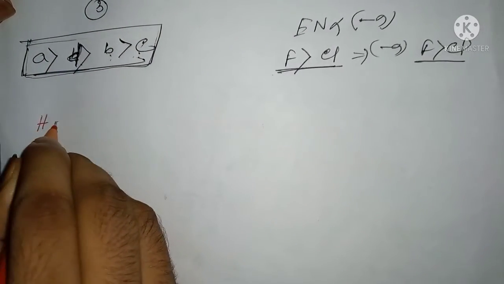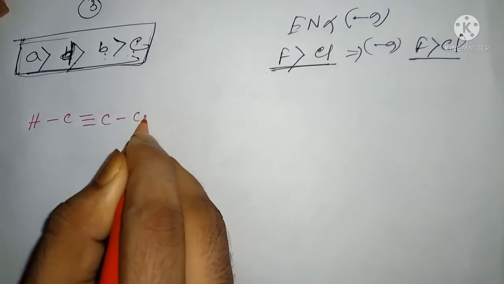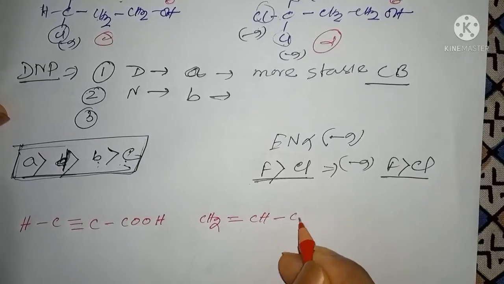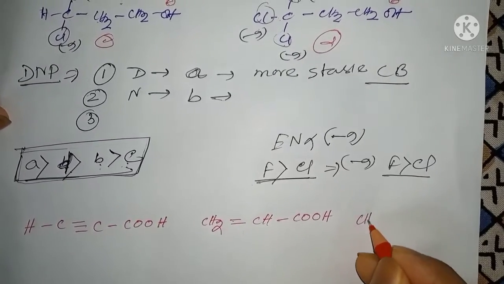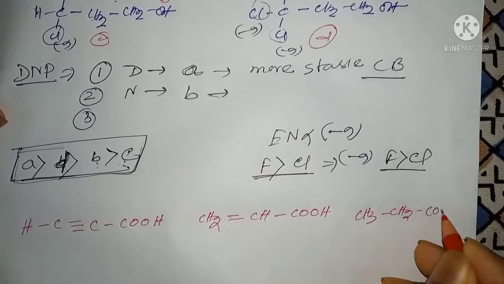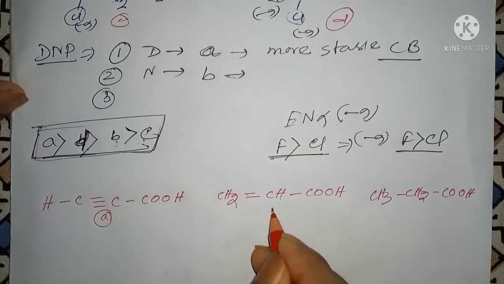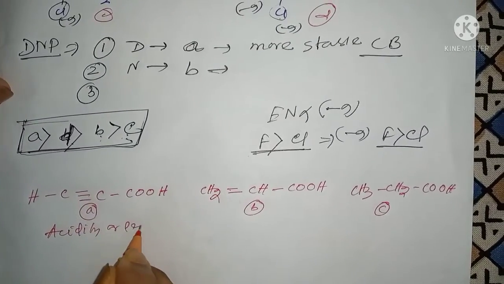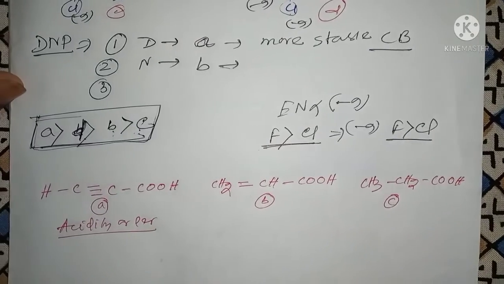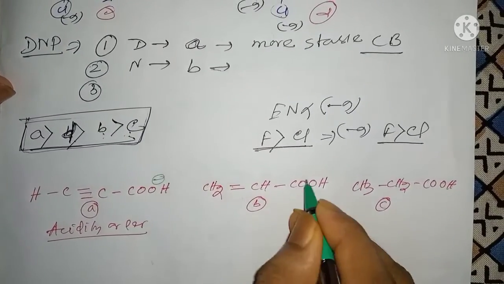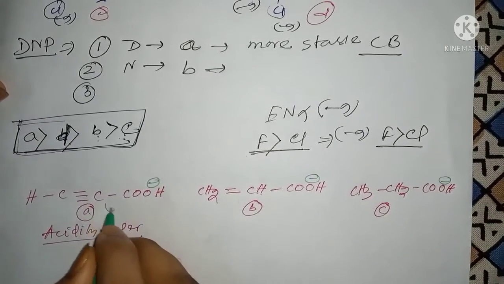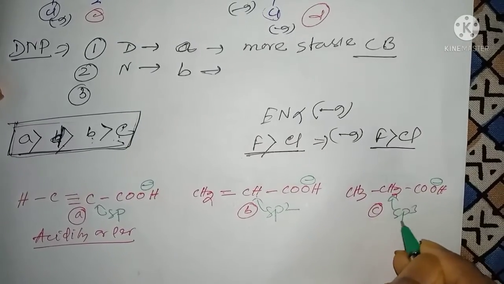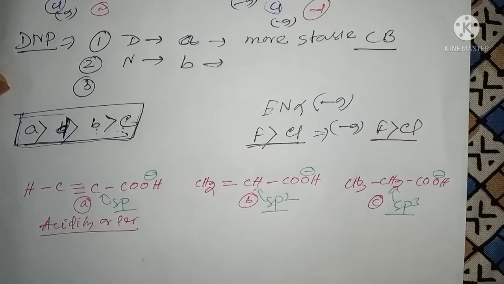Example: HC≡C-COOH, CH2=CH-COOH, CH3CH2COOH. This is the A, B, C acidity order. Acidity means removal of H+ to form the conjugate base. This is sp carbon, this is sp2 carbon, this is sp3 carbon.